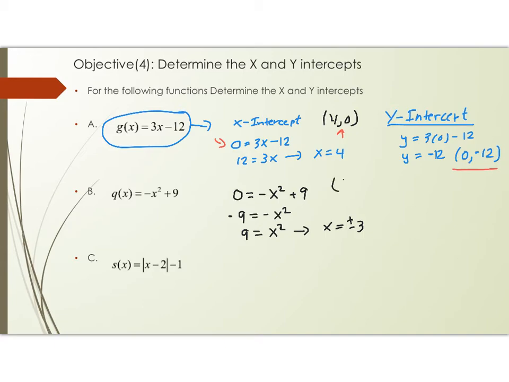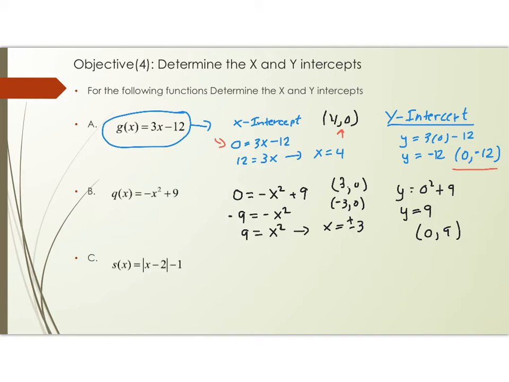One's at 3, 0, and the other one's at minus 3, 0. Hopefully you got that. For the y-intercept, we will just let y is equal to 0 squared plus 9. So y is equal to 9. So guess what? The y-intercept is at 0, 9.